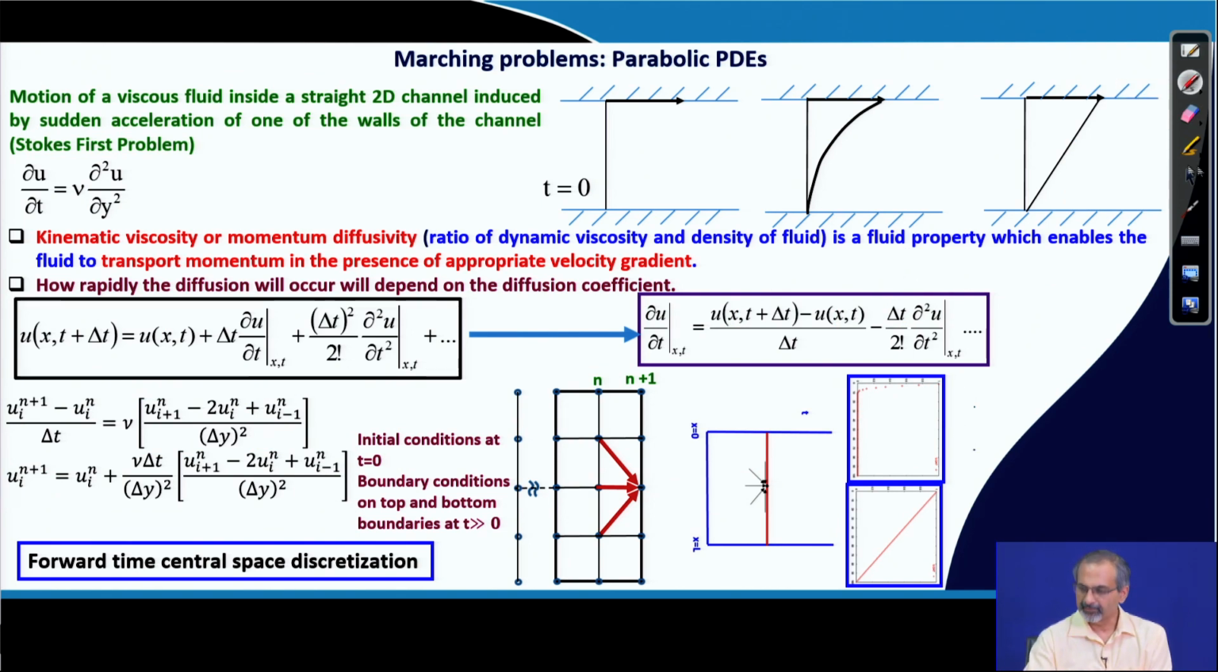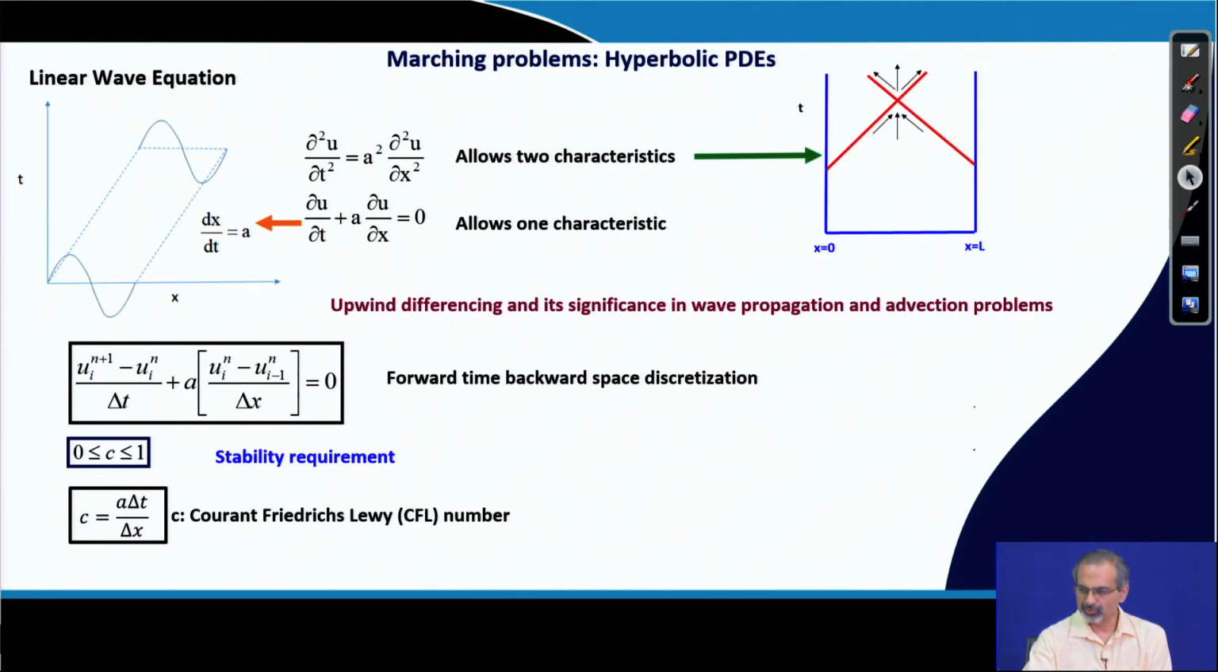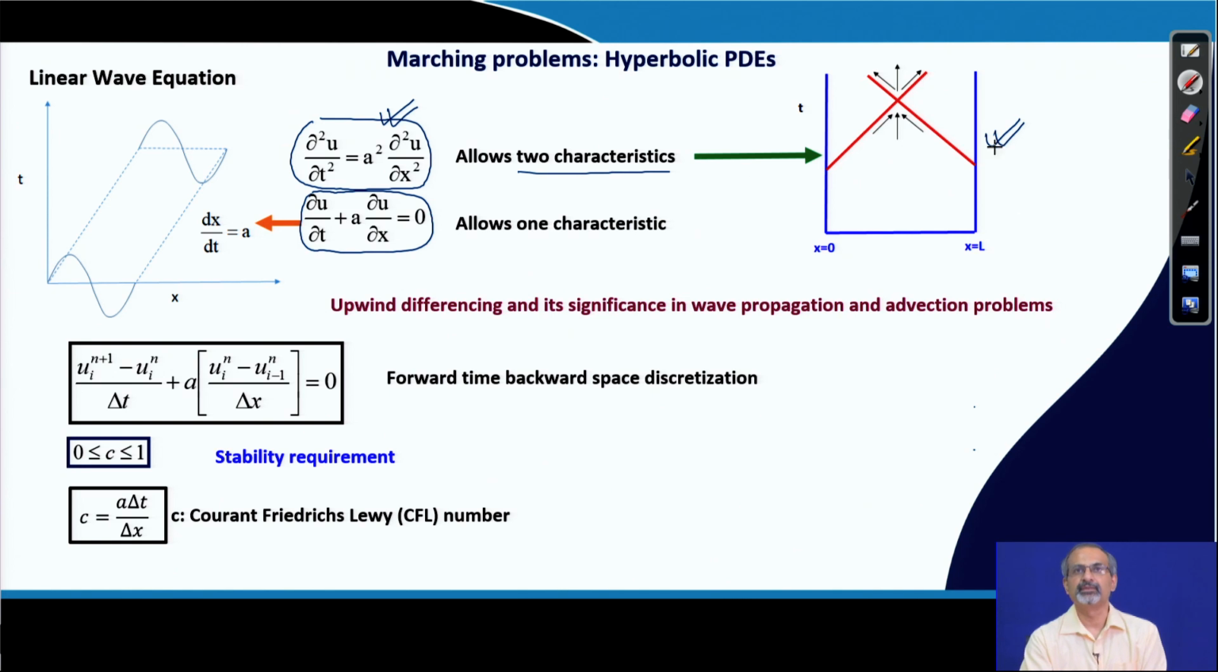We also look at another problem that belongs to the hyperbolic category. So, let us choose the linear wave equation. We are taking the first order form of the linear wave equation. If you were taking the second order form, it would look like this. The second order form would allow two characteristics, just like the way we discussed in the previous lectures, but the first order form will allow one characteristic.